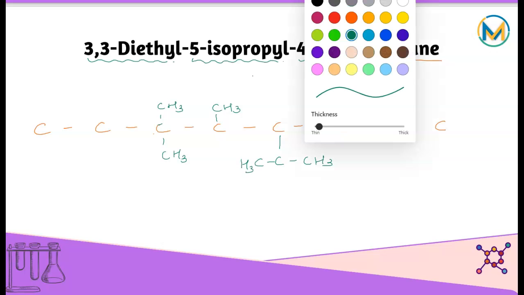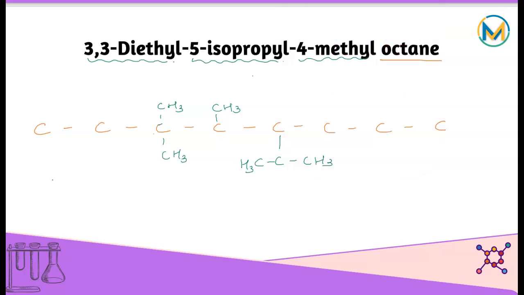So now let's put the H's. This is going to have 3, this is going to have 2, all 4 are satisfied. This is going to have 1, this is going to have 1, then 2, this is going to have 2, 2 here, 3 here, this is going to have 1. So that's the structure for 3,3-diethyl-5-isopropyl-4-methyloctane.